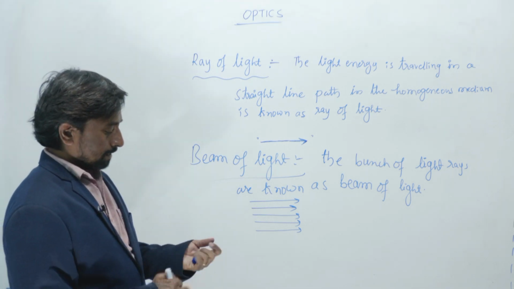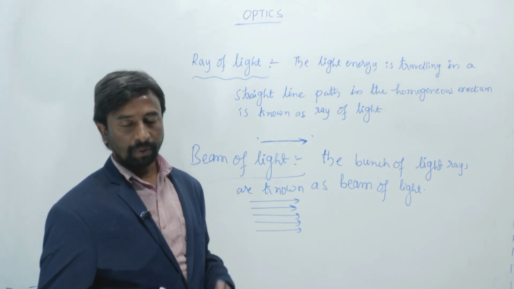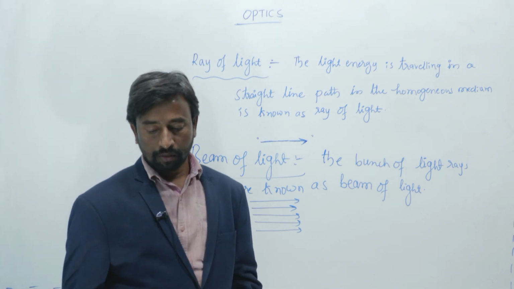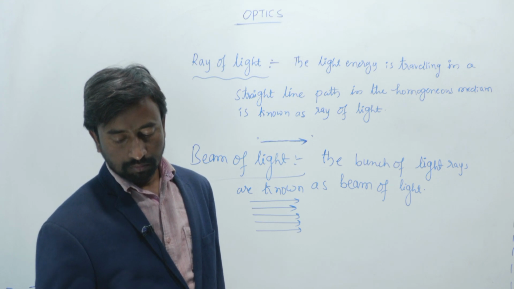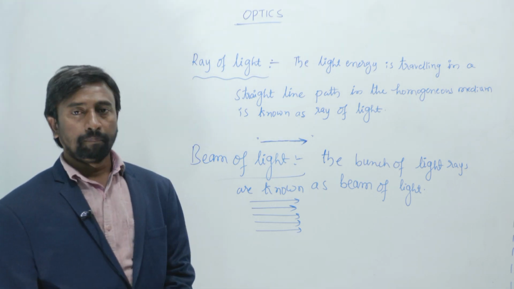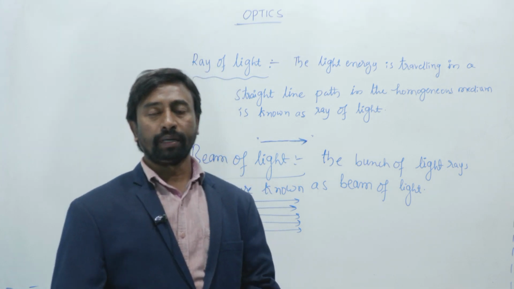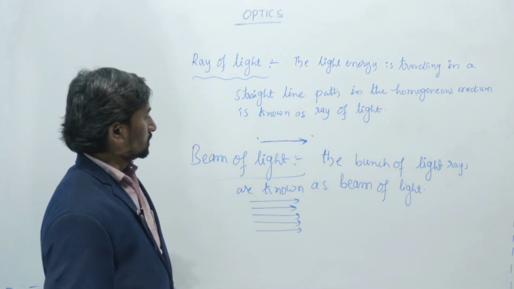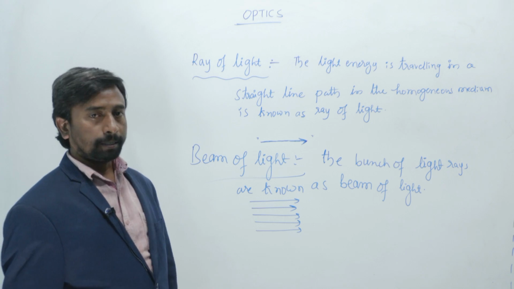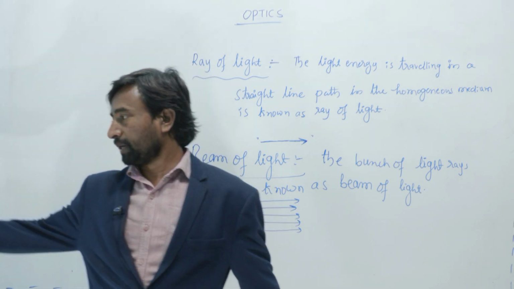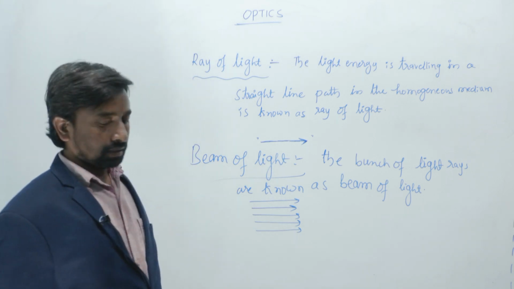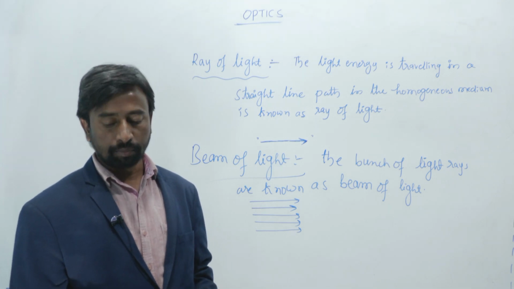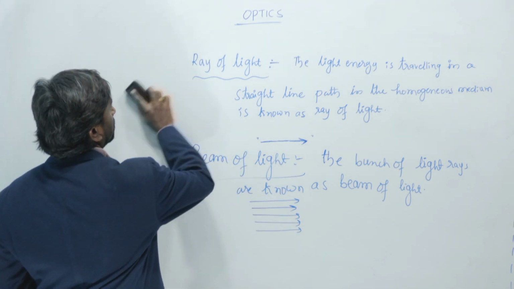So while this light ray is traveling in the medium, or in the homogeneous medium, or in the vacuum, light is actually an electromagnetic wave. It can travel both in a medium and in a non-medium. So what is that medium? We'll understand the medium also. Medium is nothing but the substance through which the light can travel.